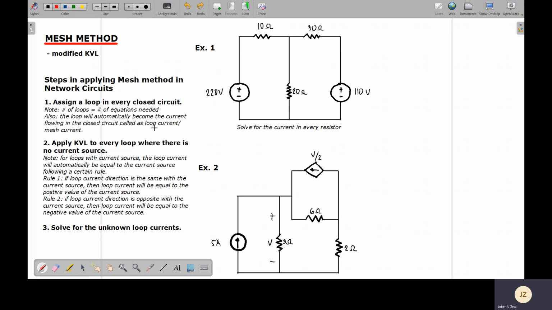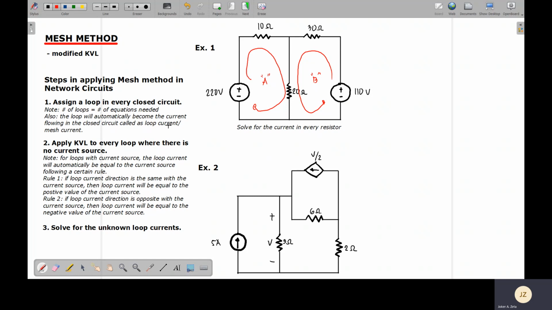Now step number 1, assign loop in every closed circuit. For this one, I can assign a simple loop here. So let's say this is my loop A. And for this one, let's say I will apply another direction. This will be my loop B. Again, for loops, it's up to you if you assign clockwise or counterclockwise. Any assumption will do, it won't matter towards your final answer. Now, the number of loops will be the number of equations needed. Since there are 2 loops being assigned, we only need 2 equations.